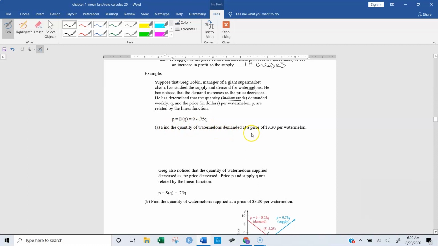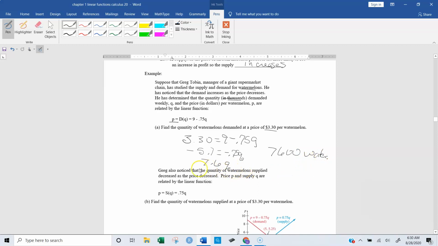Find the quantity of watermelons demanded at a price of $3.30. So if my price is $3.30, I am replacing this, or the demand. So the $3.30 equals the 9 minus the 0.75 Q. So subtract your 9. So when you subtract the 9, you get a minus 5.7 equals negative 0.75 Q. Divide by the negative 0.75, and we get 7.6 Q. So that means this is in thousands. Remember, your quantity is in thousands, so I have that 7,600 watermelons. I'm running out of room, so I'm going to stop.